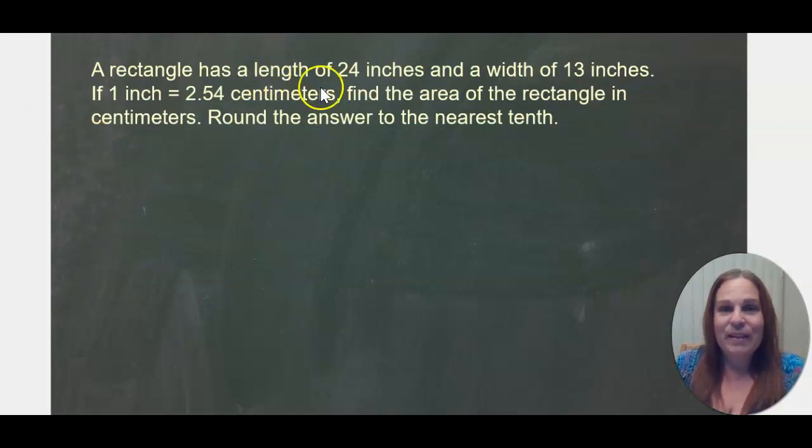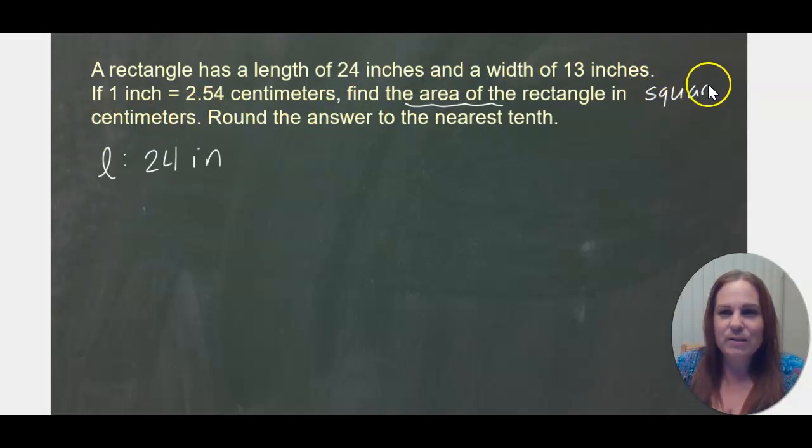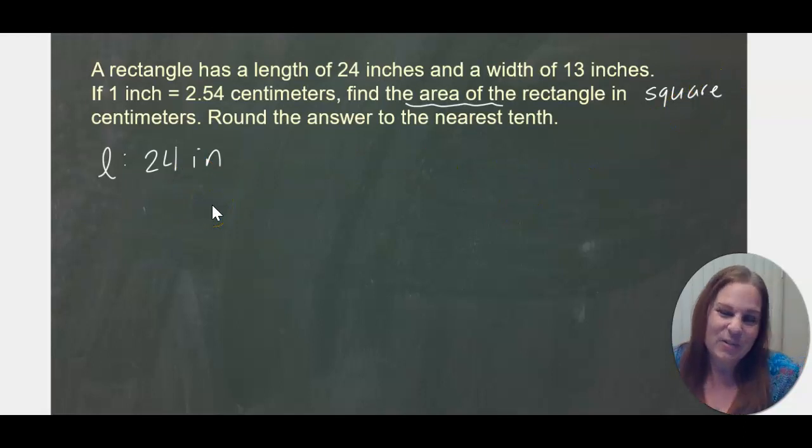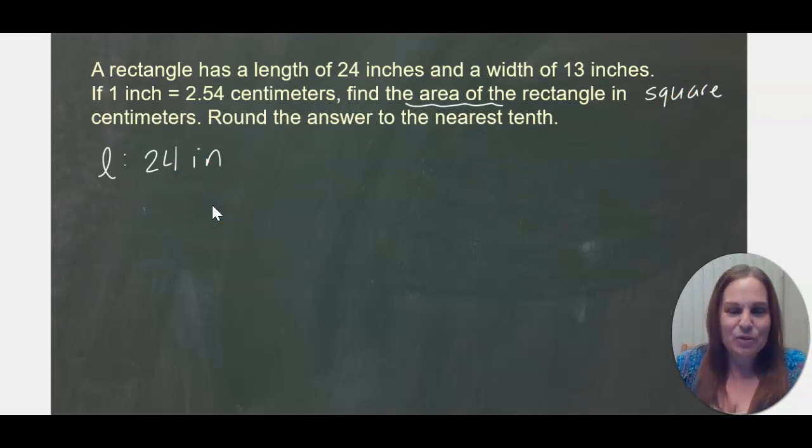A rectangle has a length of and a width of, and then we have a conversion, and we're asked to find the area. Remember, before you do any calculations, convert, right? Always do your conversions first. So we've got a length of 24 inches. And we're asked to find it in centimeters. This should actually say square centimeters because it's area, and area is measured in squares. But anyway, we'll get to that in Module 5.